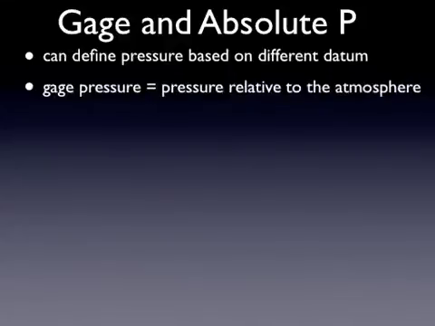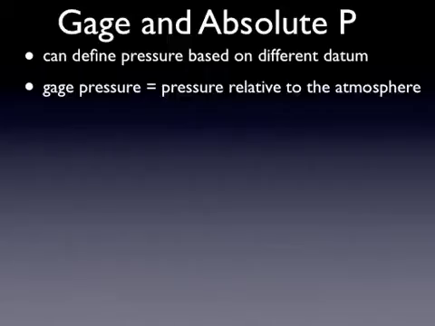We have to define a few things about pressure before we work with it. Pressure can be defined based on different zero points, different datums. The first type of pressure is gauge pressure, and this is where you assume that pressure is 0 at atmospheric pressure. This is what we typically work with and what most gauges read.